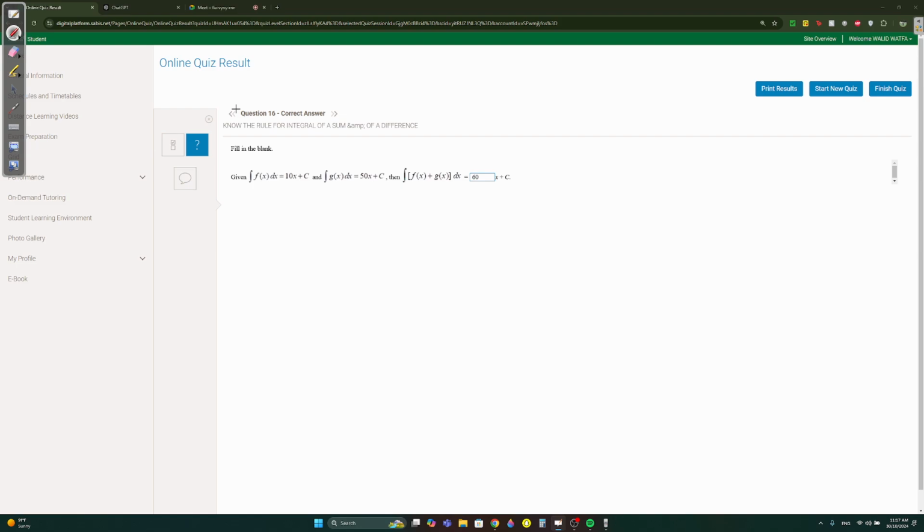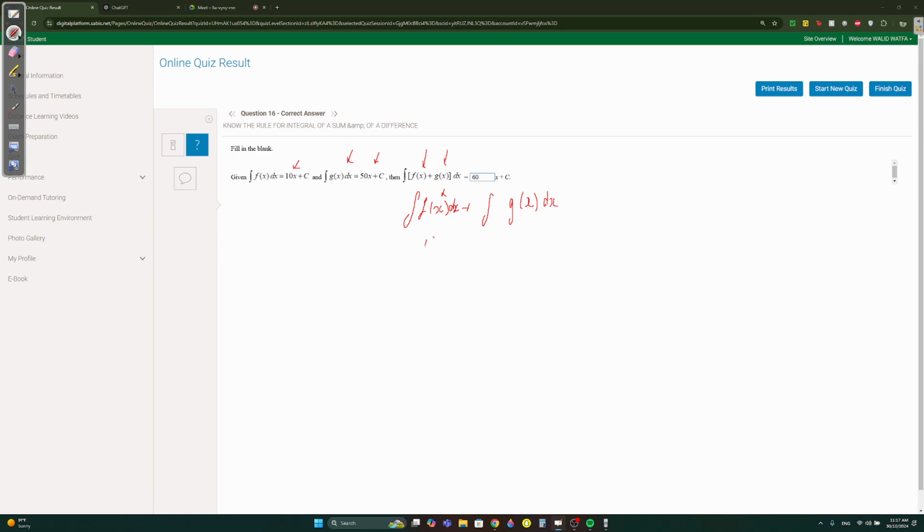Okay, question 16. Given the integral of f of x is 10x plus c, and the integral of g of x is 50x plus c, then what is the integral of f of x plus g of x? Guys, what is this question? The integral of a sum is equal to the sum of the integrals. You can split it up. You can separate the integral.